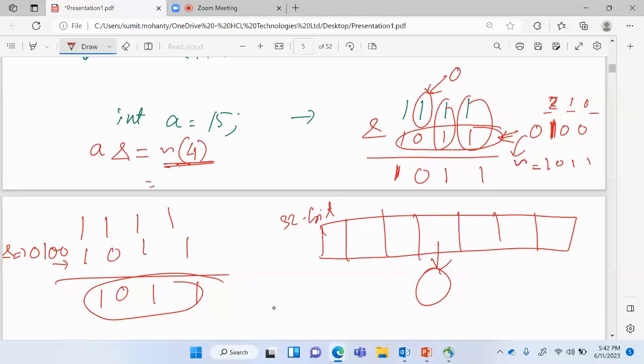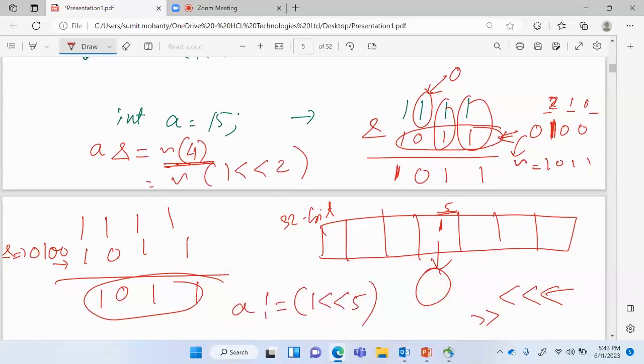So instead of this, I can write it as 1 left shifted by 2. This is the shifting operator. This is bitwise left shifting. This is bitwise right shifting. So if I want to make this fifth bit 1, I can do OR equals 1 left shifted by 5. So 1 ORed with any bit, the answer is 1. So this is how bitwise operators become very important.